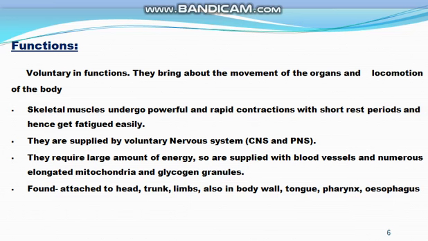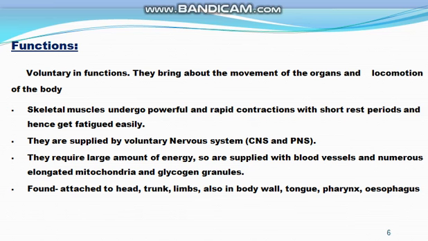So what are the functions of the skeletal muscles? As I told you, it is voluntary in function, it is under our control, and they bring about the movement of organs and locomotion of the body, because we can move our organs and our body according to our will. And skeletal muscles undergo powerful and rapid contractions with short rest periods, and hence they get fatigued easily. That is why we feel tired very easily.